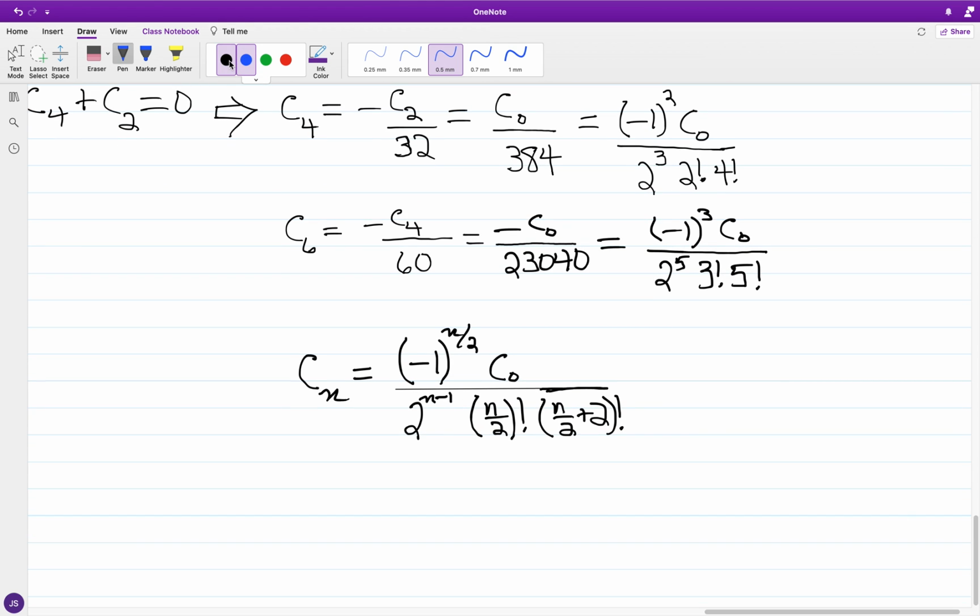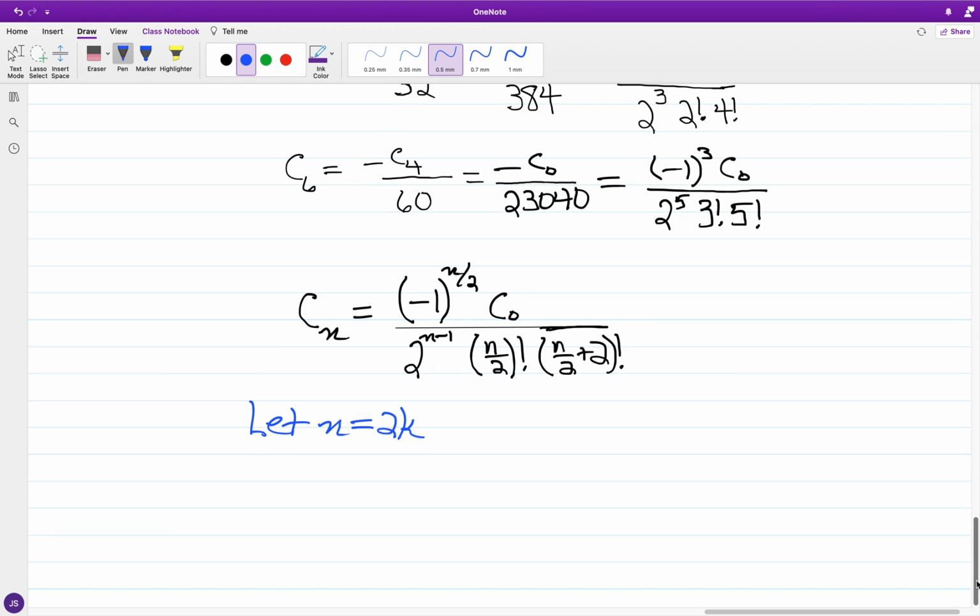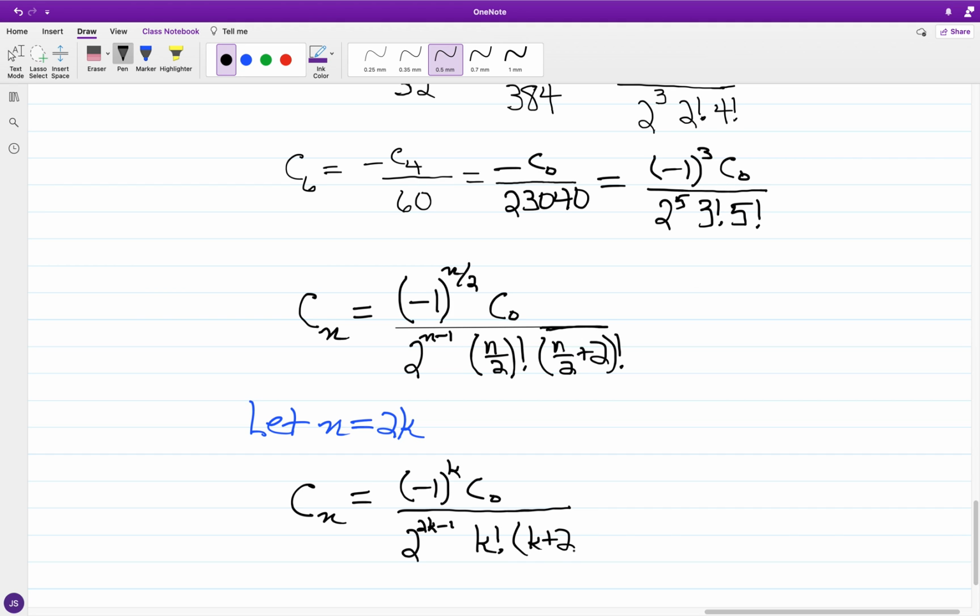And once we let n be equal to 2k, for C of n, okay, so we have -1 to the k, C naught, and we have all over 2 to the 2k minus 1, and you have n over 2 factorial, so this will be k factorial, and we have all over k plus 2 factorial, and we have in terms of the follow through.